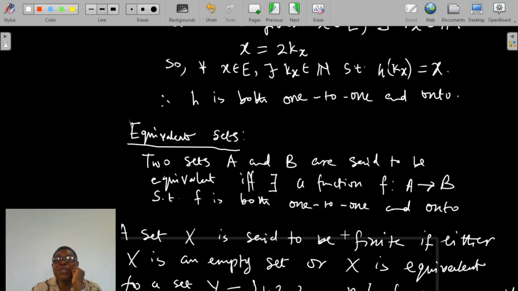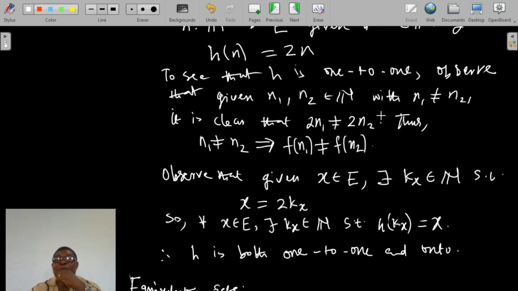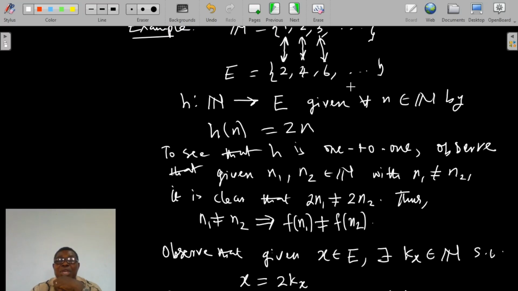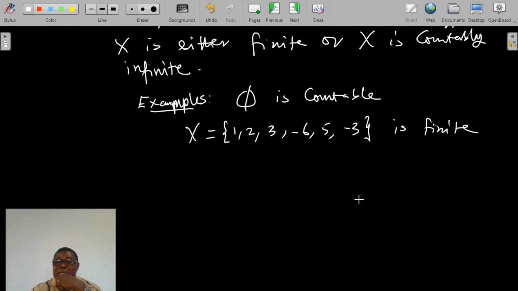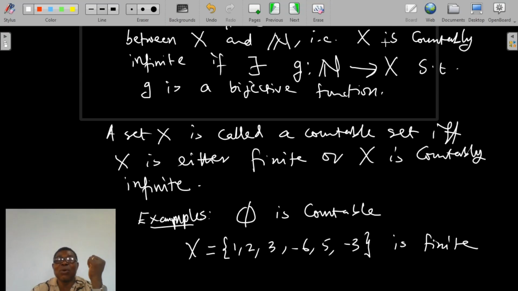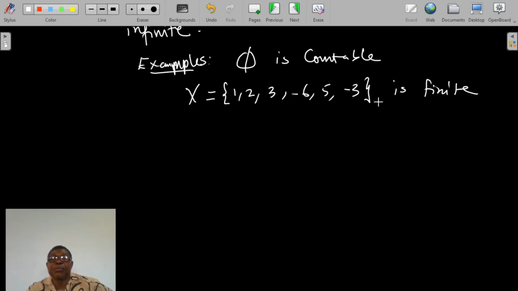The set of even integers I mentioned above is an example of a countably infinite set because there is a one-to-one correspondence between the set of natural numbers and the set E, and therefore E is a countable set because a set is countable if and only if there is a one-to-one correspondence between the set and the set of natural numbers. And in the case of E, we've established a one-to-one correspondence between N and E above.